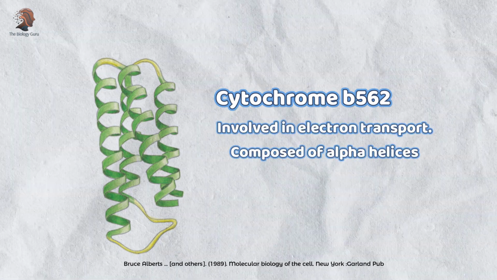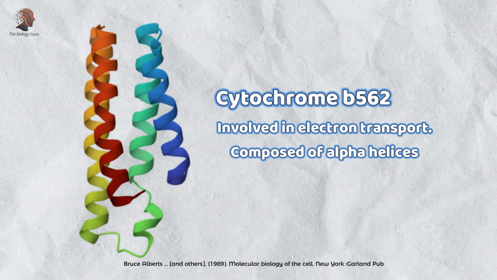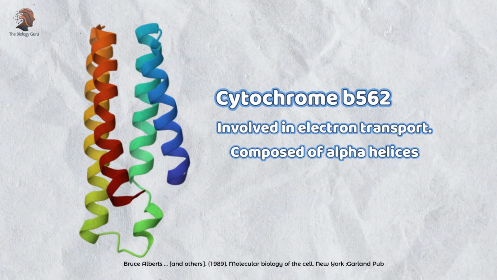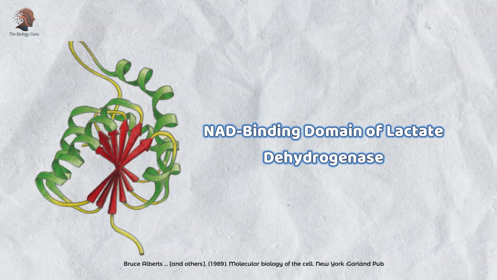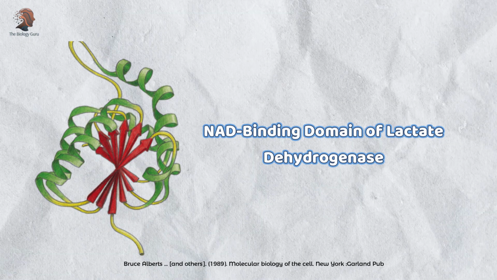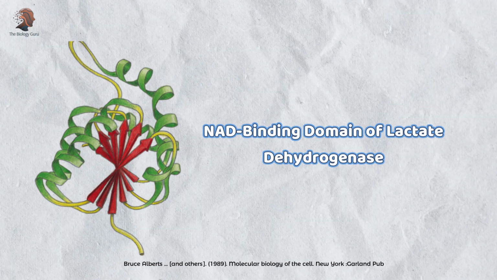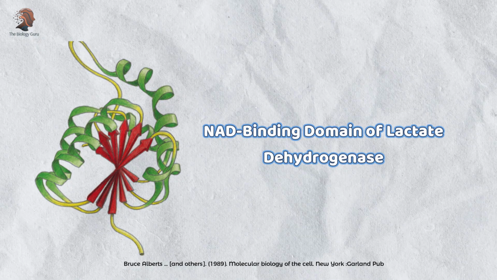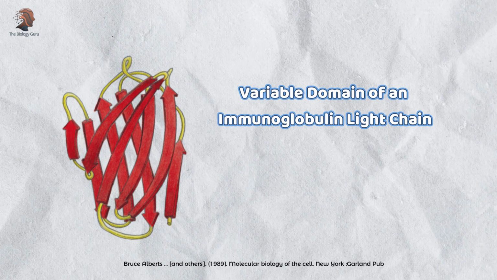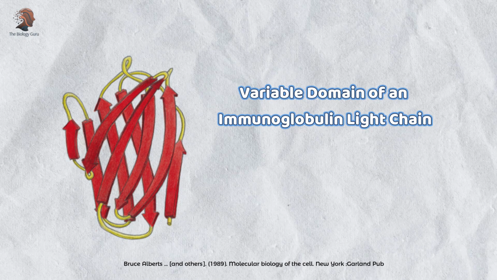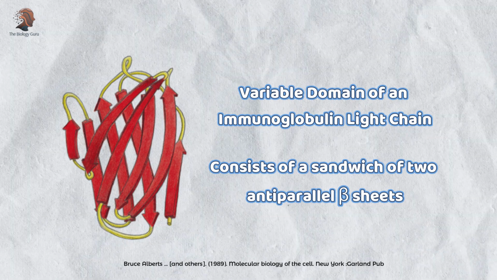This single domain protein is involved in electron transport in mitochondria. This protein almost entirely consists of alpha helices. The second protein is the NAD binding domain of lactate dehydrogenase. This enzyme domain binds NAD and is composed of a mix of alpha helices and parallel beta sheets. The third figure is of the variable domain of an immunoglobulin light chain. This domain of an antibody light chain consists of a sandwich of two antiparallel beta sheets.